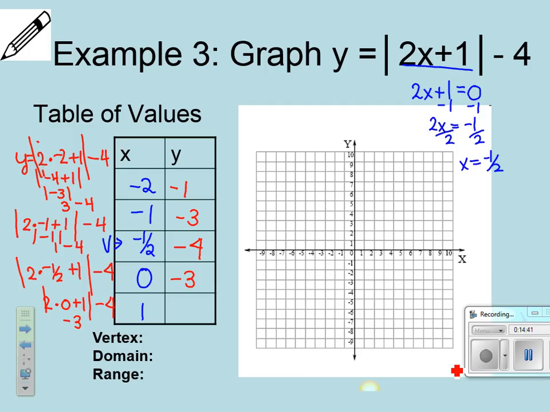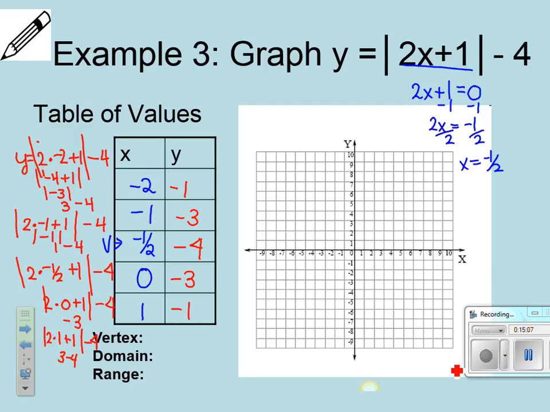And then you probably already know what's going to happen with 1. 2 times 1 plus 1, absolute value, subtract 4. 2 times 1 is 2 plus 1 is 3. And the absolute value of 3 is 3. And 3 minus 4 is negative 1. So yep, you were probably right. You see a pattern there.